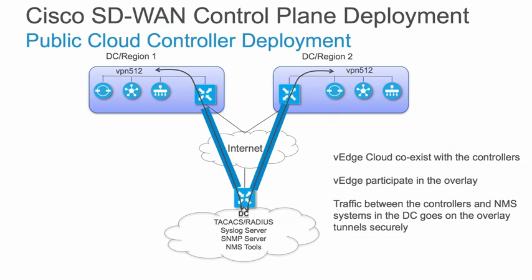There is a standard design where a software vEdge or a vEdge cloud is deployed along with the controllers in the cloud. The vEdges become part of the overlay, and the network management interfaces of the controllers are placed in a management VPN on the vEdge cloud. This provides secure communication between the controllers and the services hosted in the data center.